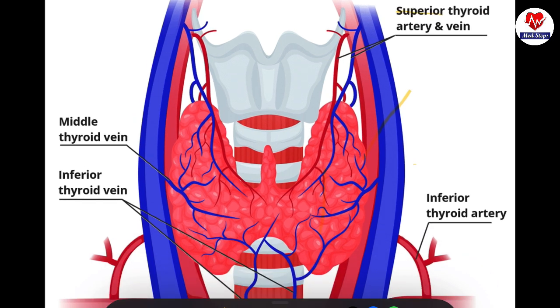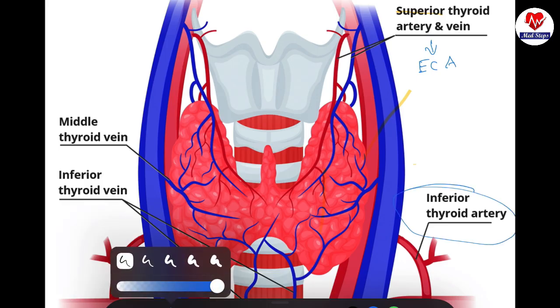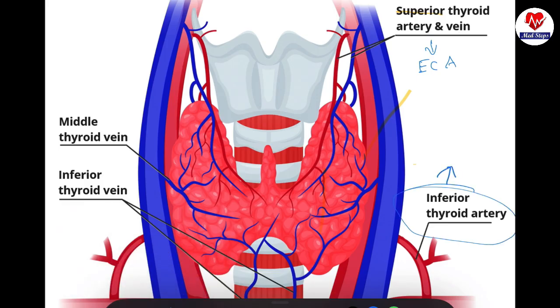This is the superior thyroid artery, a branch of the external carotid artery. Next we can see the inferior thyroid artery, which is a branch of the thyrocervical trunk.